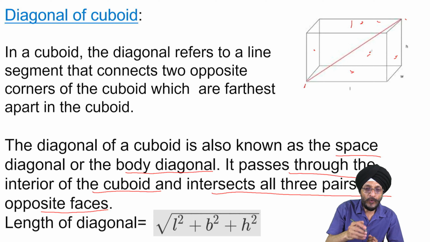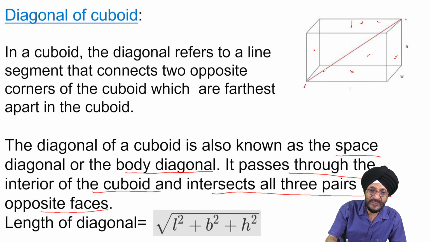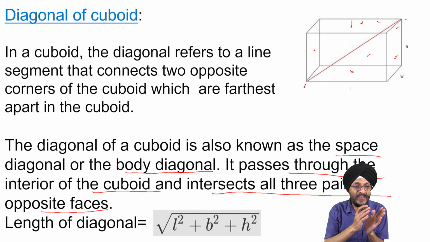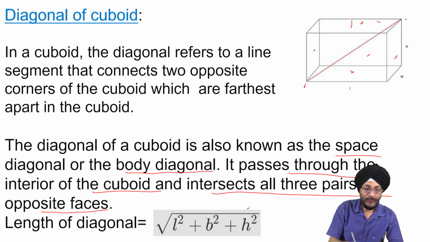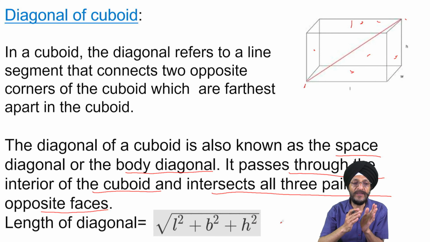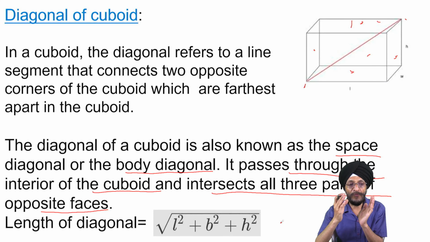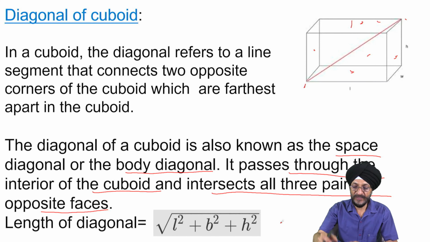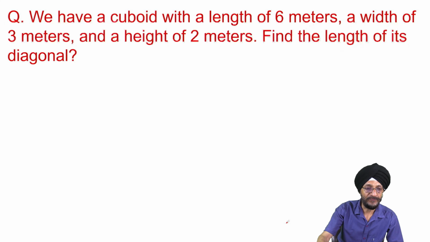Now how do we calculate the length of this red line? This is the diagonal. How do we calculate the length of the diagonal? For this purpose, this is the formula before us: under root length square plus breadth square plus height square. Now we will calculate the length of the diagonal of a cuboid in the coming question.